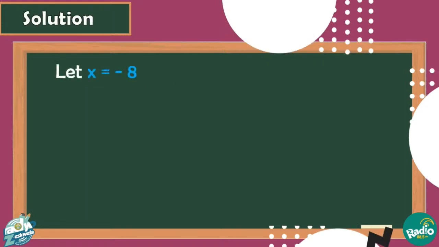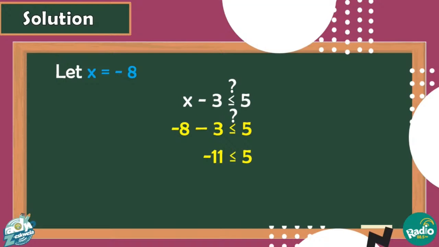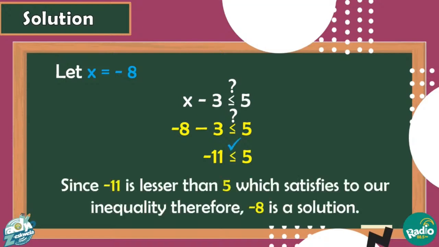Let's have x is equal to negative 8. The given inequality is x minus 3 lesser than or equal to 5. Substitute the value of x, which is negative 8. It will become negative 8 minus 3 lesser than or equal to 5. By simplifying, we have negative 11 is lesser than or equal to 5. Is this true? Since negative 11 is lesser than 5, which satisfies our inequality, therefore, negative 8 is a solution.